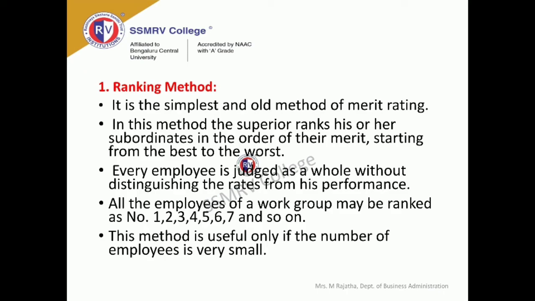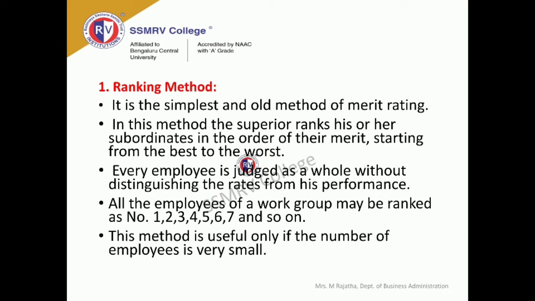The first one is the ranking method. It is the simplest and oldest method of merit rating. In this method, the superior ranks his or her subordinates in the order of their merit, starting from the best to the worst. Every employee is judged as a whole without distinguishing the traits from his performance. All the employees of a work group may be ranked as number 1, 2, 3, 4, 5, 6, 7, and so on. This method is useful only if the number of employees is very small.